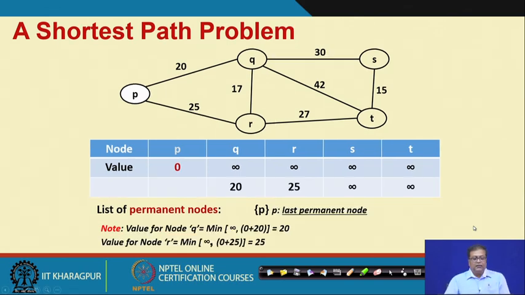Now, at this point, our list of permanent nodes includes only one city, that is P. So, let us call P our last permanent node. You are probably understanding the stage concept here. The stage that we have already gone through is P. That means stage 1 is over. Now we are in the second stage, but we really do not know which city we are going to move to now. Is it all right?